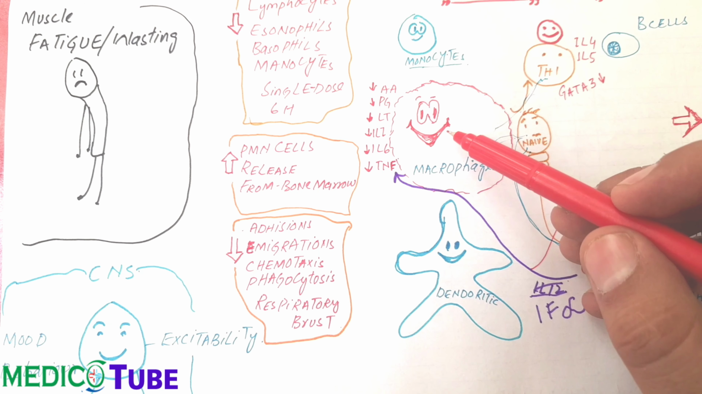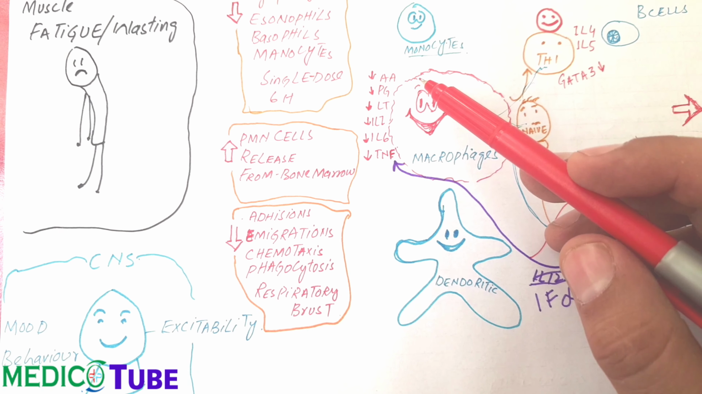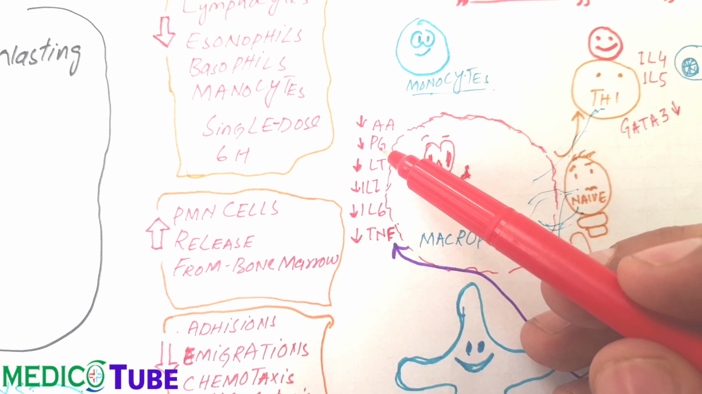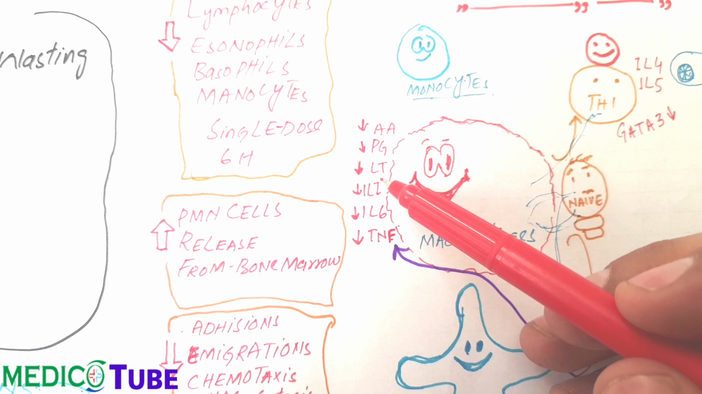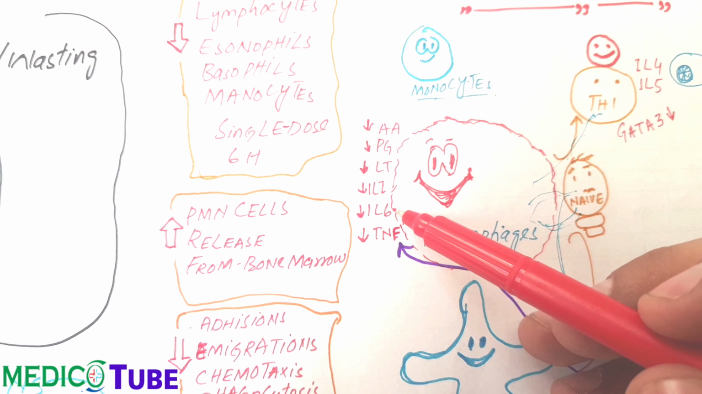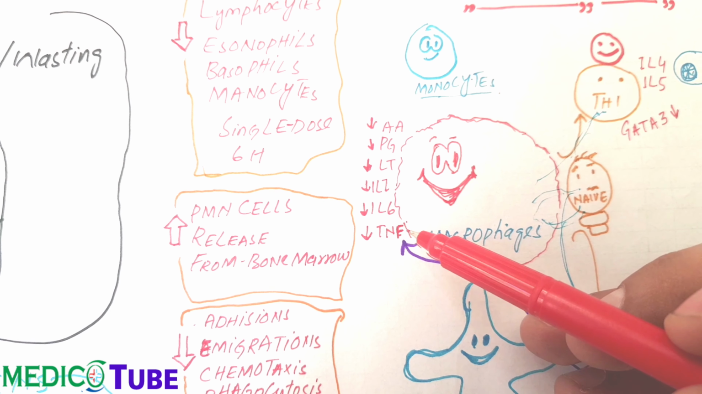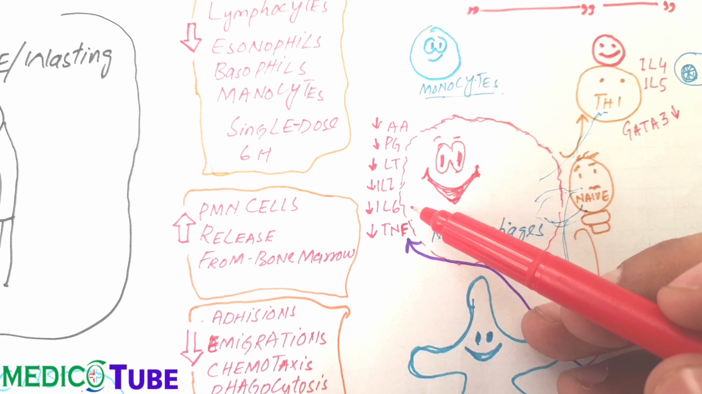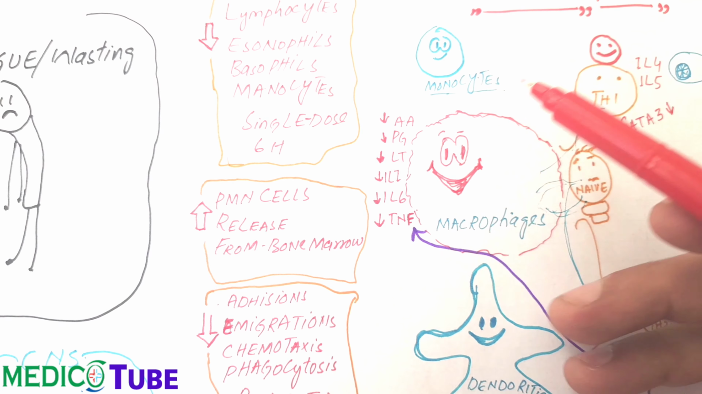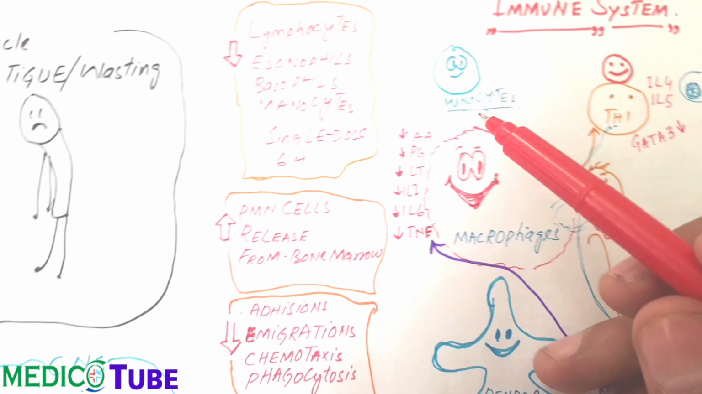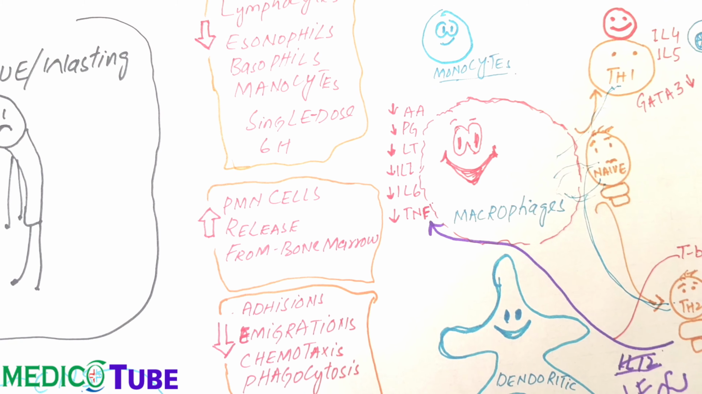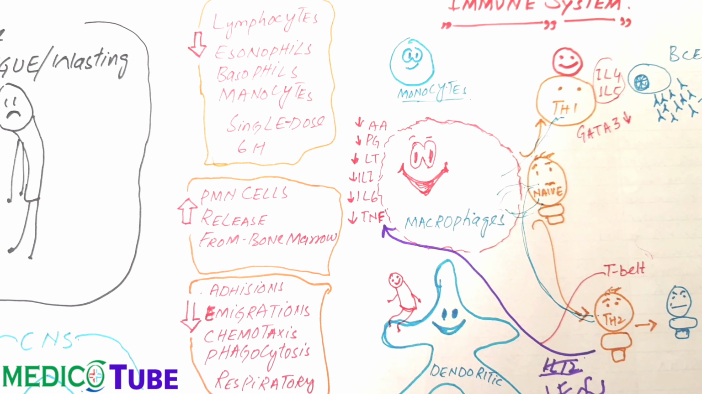So the macrophage, look here at how many functions steroids suppress in the macrophages. They reduce the arachidonic acid pathway, they reduce the prostaglandins, they reduce the leukotrienes, and they reduce the interleukin 1s, they reduce the interleukin 6. Tumor necrosis factor is reduced, and we know very well that interleukin 1 has a very important role. It goes into the brain and causes a fever.